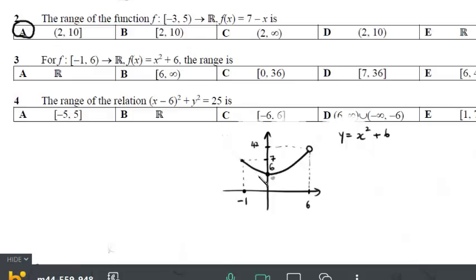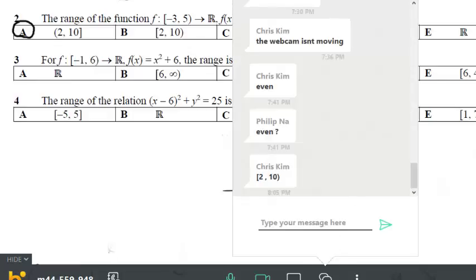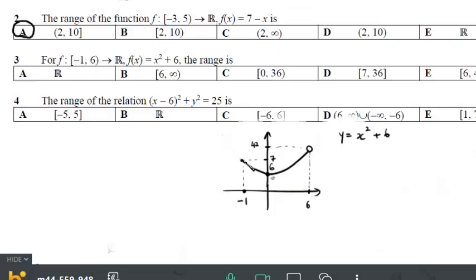I want you to think about the range for this one. I want you to type your answer in the chat box. It's not that difficult. You just have to train your mind in this area for long enough, then anyone can do it.